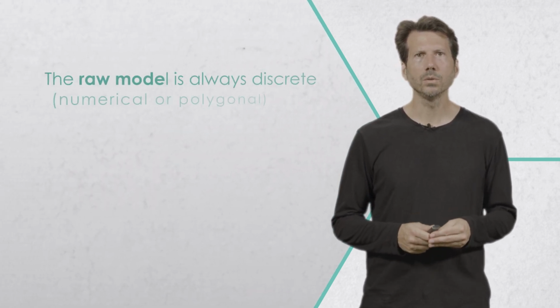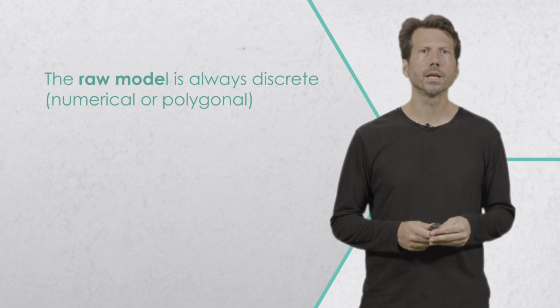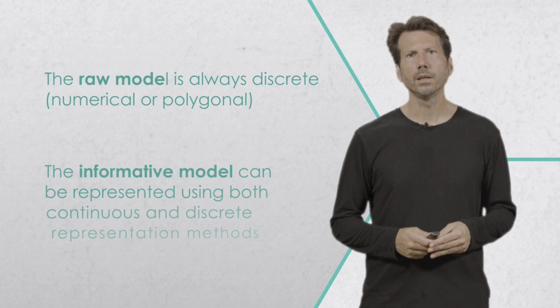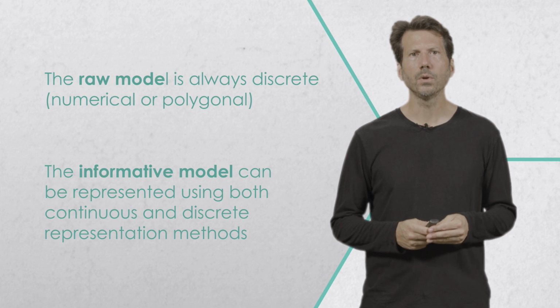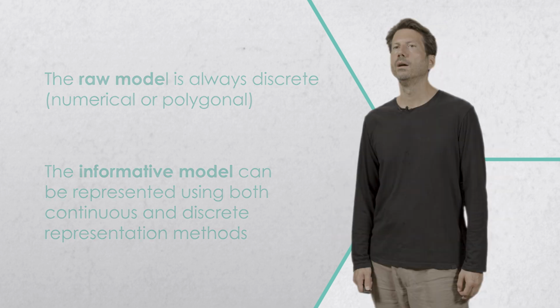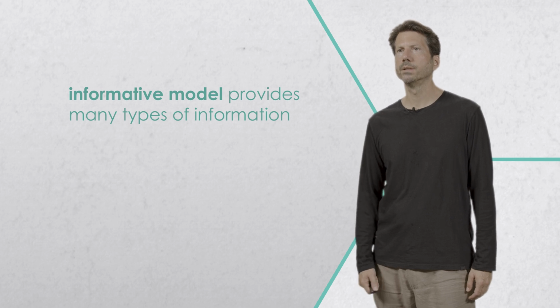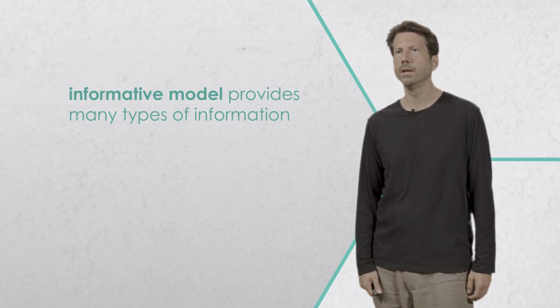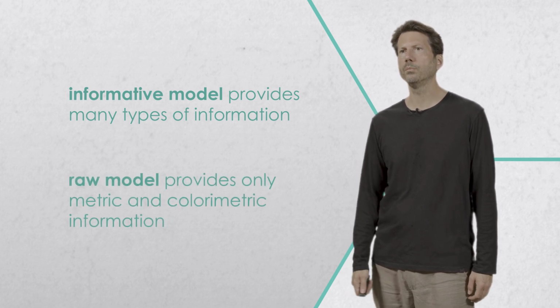There is also a technical difference. The raw model is always discrete, numerical or polygonal, and is always built in a quasi-automatic way with minimal user interaction, while the informative model can be represented using both continuous and discrete representation methods and built with various modeling techniques. To sum up, the informative model provides many types of information, such as metric, colorimetric, geometric, semantic, and source-based. In contrast, the raw model provides only metric and colorimetric information.